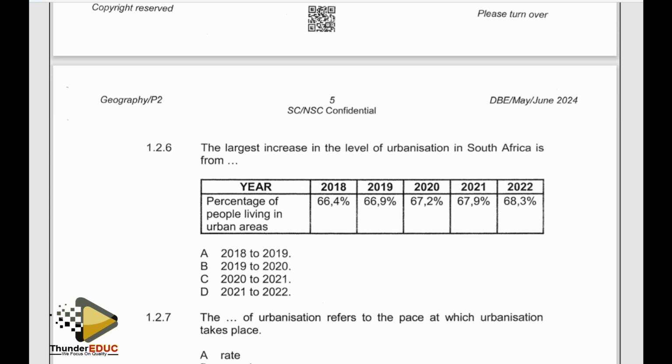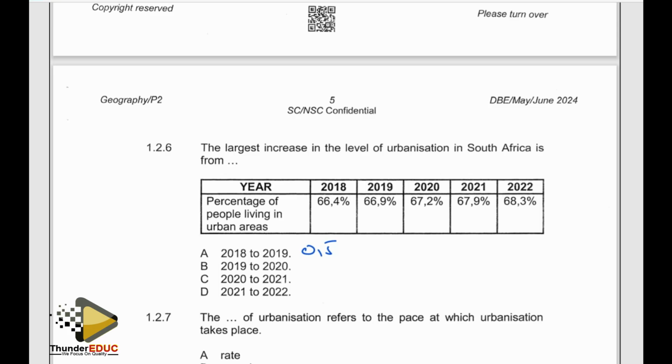The largest increase in the level of urbanization in South Africa is from, we are comparing the years here, from which year to which year. So we are taking 2018 to 2019. We subtract these two: 66.9 minus 66.4 gives us 0.5. Here our percentage increase for this option is 0.5.